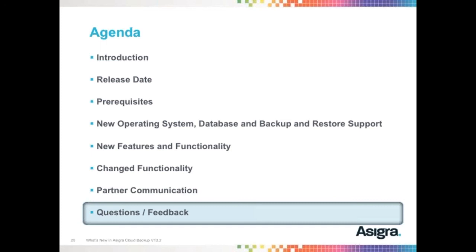Is there an upgrade path, migration path from Windows DS clients previously using Microsoft SQL to Postgres? At this stage of 13.2, we only support new installations. We are working on a migration path, and we'll be making an announcement in the fall with regards to that.